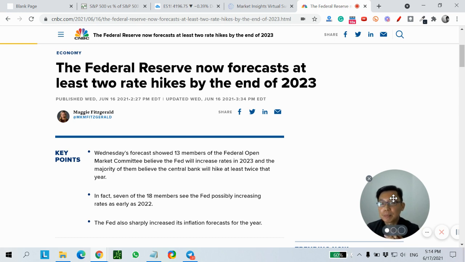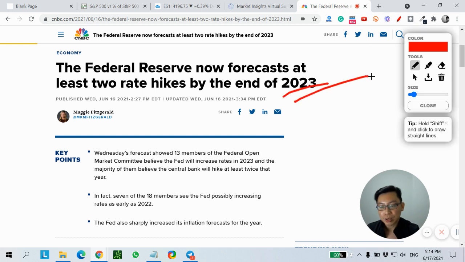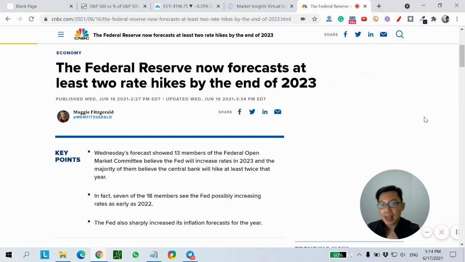I'm going to share something called market breadth to check the overall market health of the stock market right now. And of course, the biggest news yesterday was the FOMC meeting. By now, you should know that the Fed forecast that there will be at least 2 rate hikes by the end of 2023. The market didn't take the news very well, and there was a sell-off. Eventually, the market did recover a bit, but it is still negative at the end of the day.